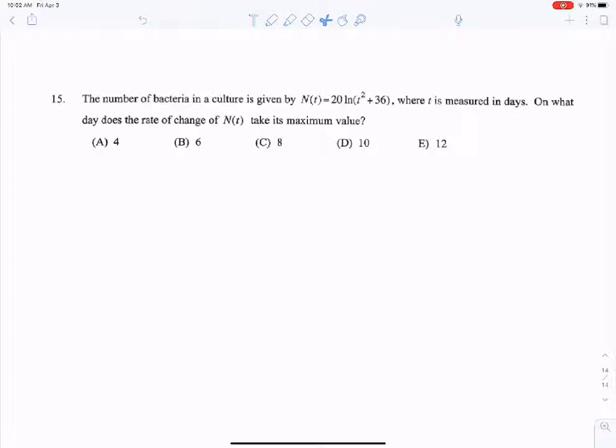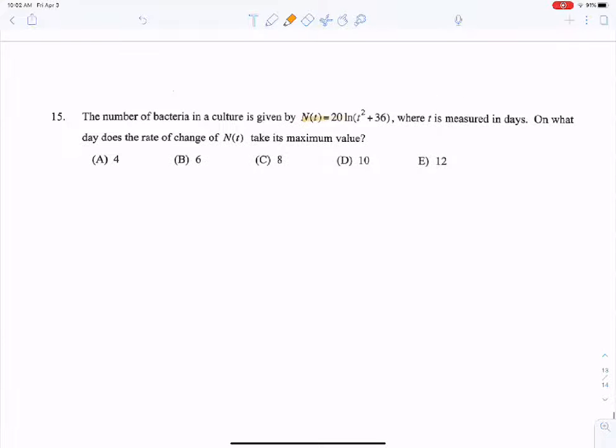Okay, so from here, let's see what we have. The number of bacteria in a culture is given by this function right here, where t is measured in days. On what day does the average rate of change of n of t take a maximum? Okay, let's see what we can do here.